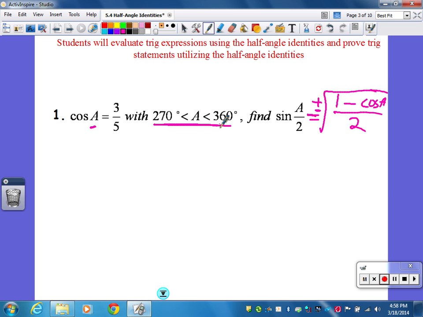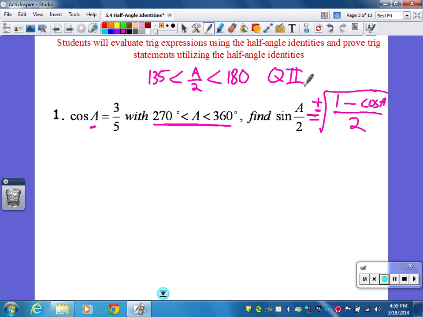Well, right off the bat, we know that A is in this field right here. Well, we're working with half of that. So we have A over 2. Well, what's half of 270? 135. And then what's half of 360 is 180. So we're actually going to be in quadrant, what is that? 2, right? Quadrant 2. Okay? So once we do that, now we know what we're kind of looking for.